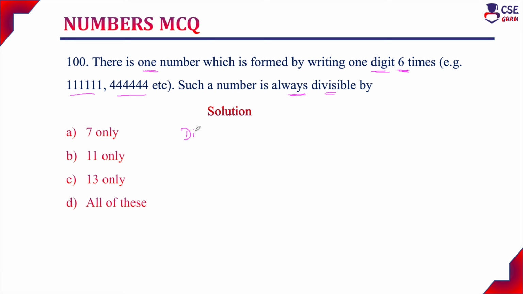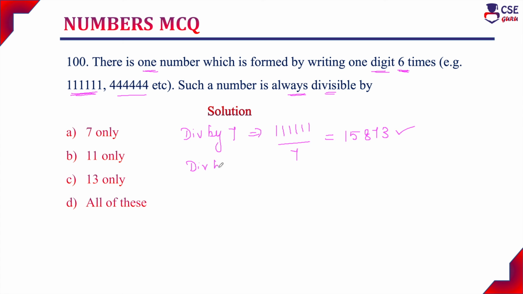So for divisibility by 7, we will take the number 6 ones. If you are checking its divisibility by 7, we will get 15873. It is divisible by 7.